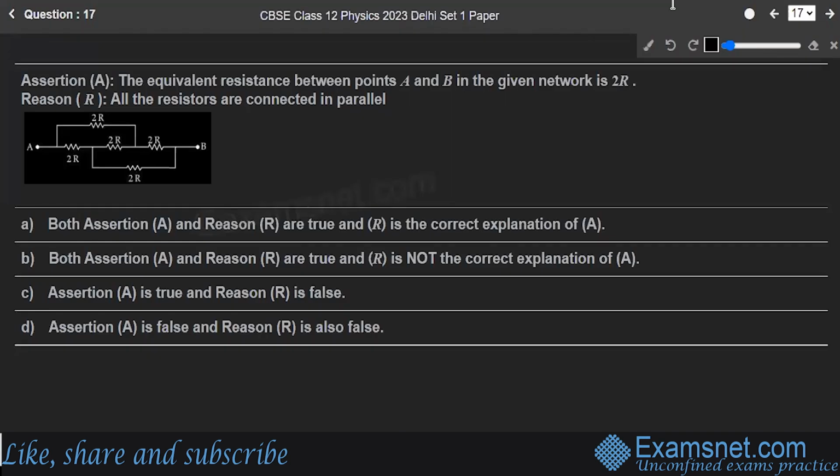Question number 70. The assertion says the equivalent resistance between the 2 points A and B in the given network is 2R. And the reason says all the resistors are connected in parallel. You have to check which is the right answer. See, the given circuit has resistors which are connected both in series and in parallel.